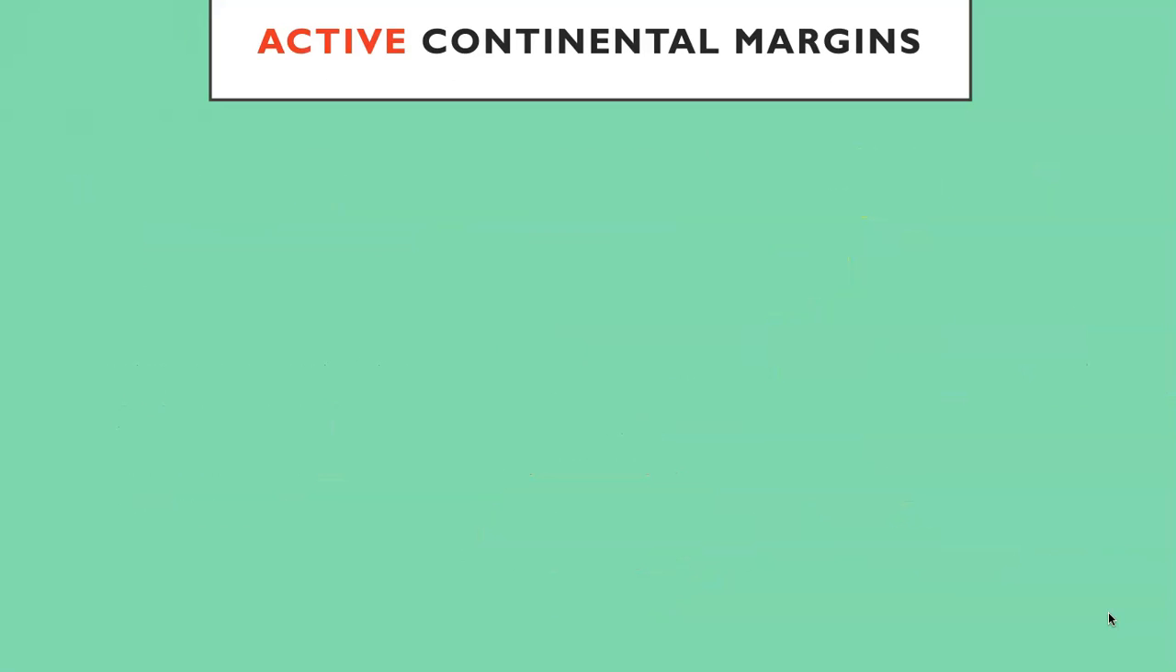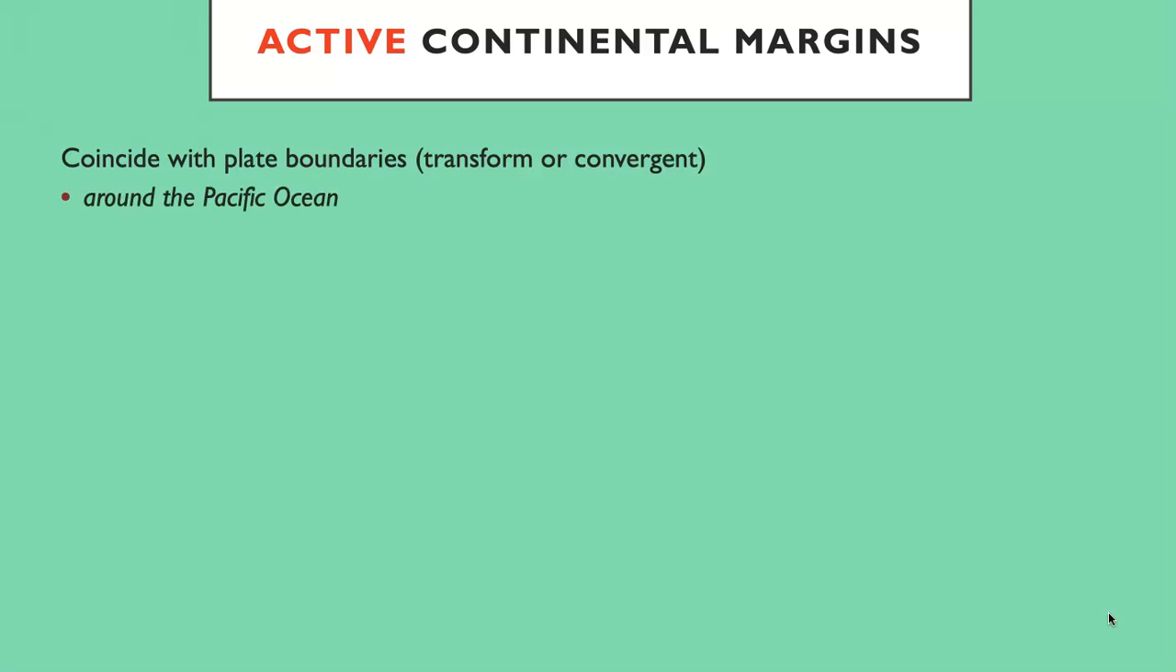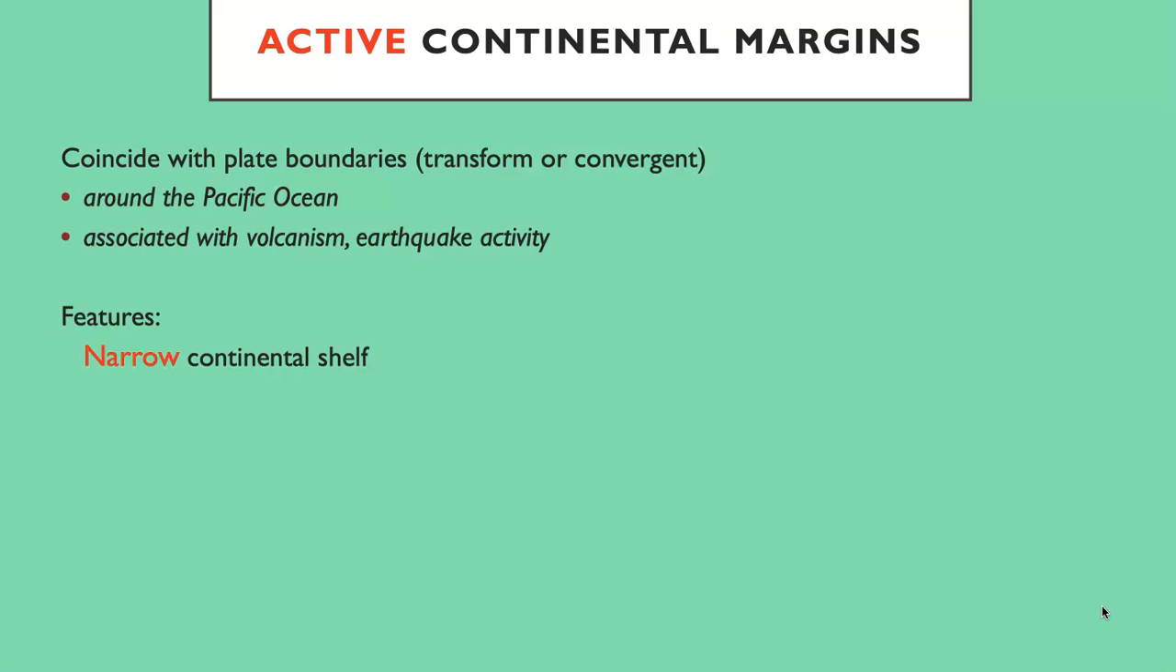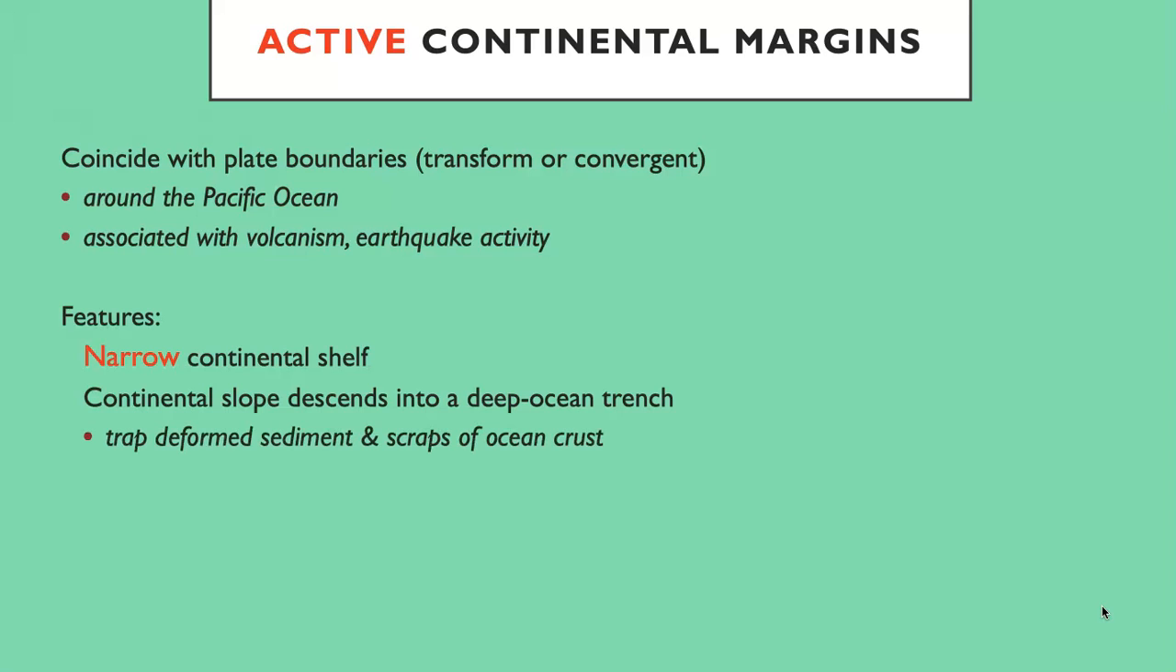An active continental margin, on the other hand, does have a plate boundary associated with it. There are many of them around the Pacific Ocean because there are many subduction zones around the Pacific Ocean. There is volcanic activity and earthquake activity associated with these types of margins. Their features are a narrow or maybe even non-existent continental shelf, a slope that also might not be very obvious because it might be descending into a subduction zone. When it does that, it traps sediment and scrapes off ocean crust and forms what's called an accretionary wedge. I'm going to show you a little picture of that in just a second. And there's not really a continental rise.